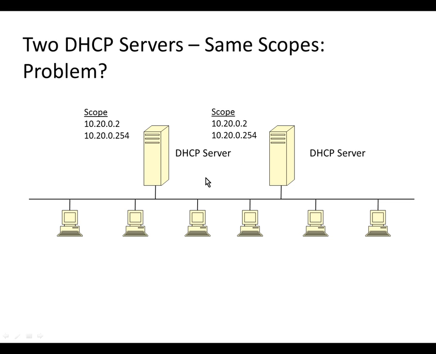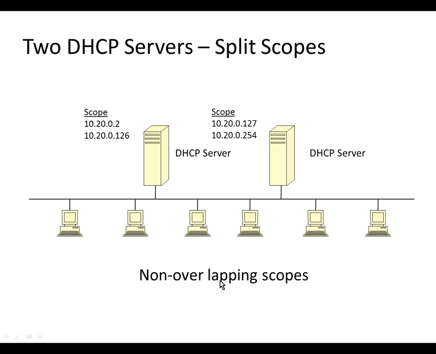So if 2 workstations boot up at the same time, this DHCP server will issue IP address 10.20.0.2 to this workstation, and this DHCP server will issue the same IP address to this workstation, and that results in many duplicate IP addresses. So, if you are going to have 2 DHCP servers, you implement split scopes. And what that means is half of the scope is on one server and the other half of the scope is on the other server. When we implement split scopes, that means we have non-overlapping scopes on the DHCP servers.